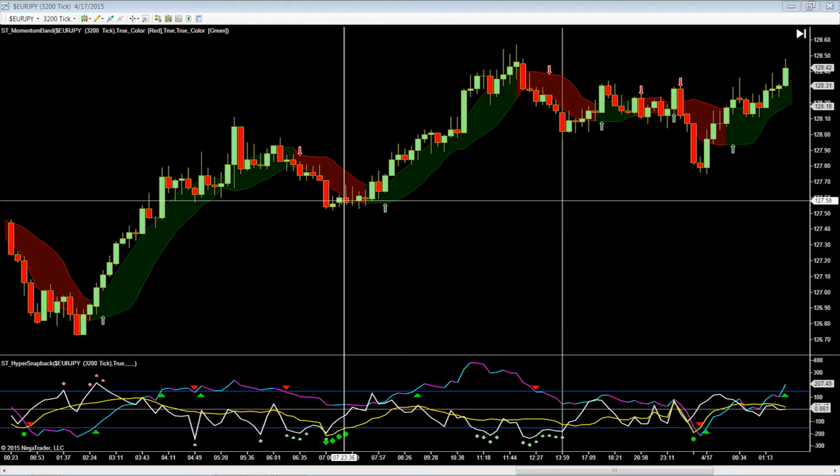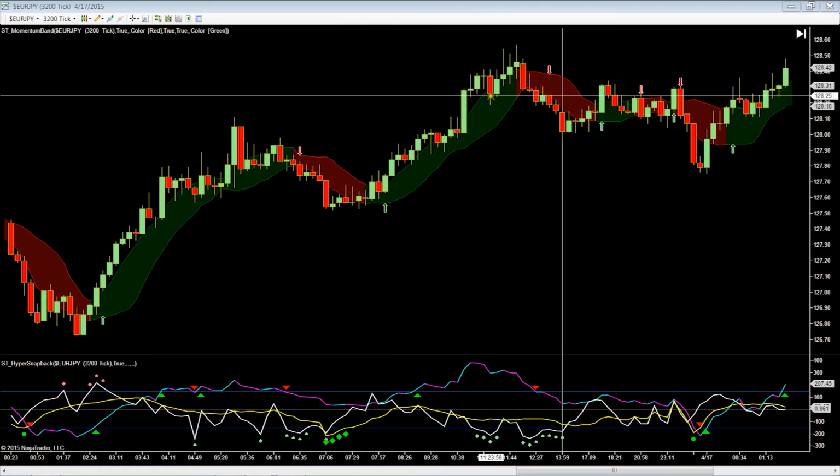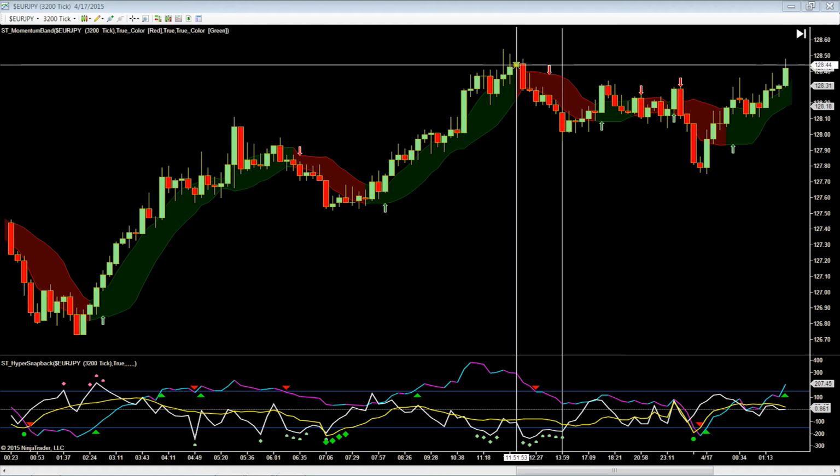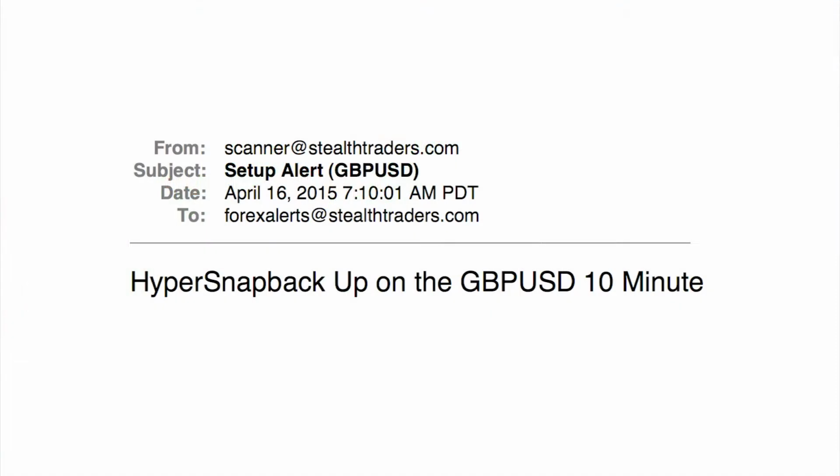We're in around 127.58. Momentum band is green, looks good. Out around 128.45. Nice trade.